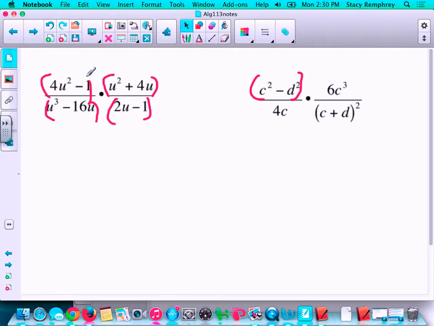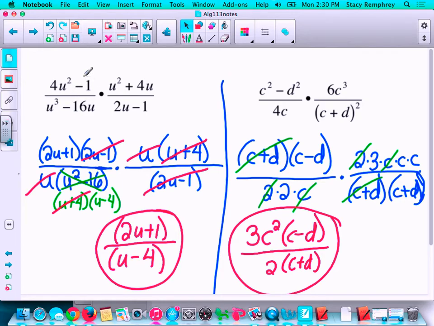You also need to start looking for a greatest common factor. Now, this numerator does not have a greatest common factor, but this denominator does. Okay, and actually so does this numerator. So I'm going to work through the answers, but if you'd like to try it, you could pause and work through it. So 4u squared minus 1 becomes (2u plus 1)(2u minus 1). If you multiply those out, you'll get 4u squared minus 1 back.